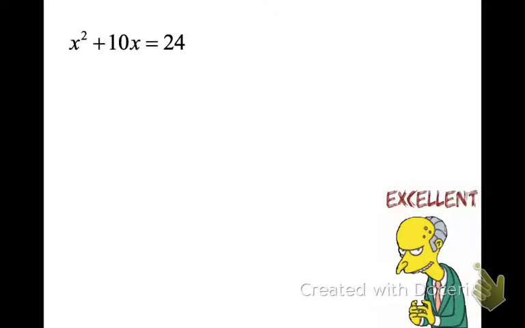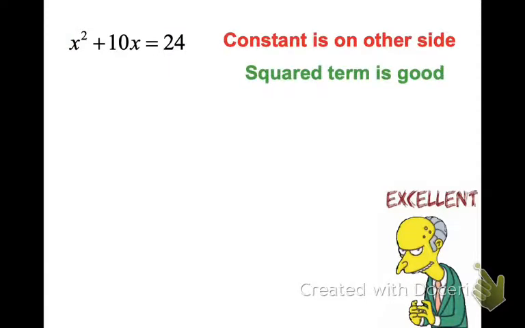All right, so I'm looking at this one, and I'm kind of happy because I can see that the coefficient in front of the x squared is a 1, just like it should be, and my constant is on the other side all by itself. All right, so now we're going to complete the square, and what we did on our first slide, we said let's take half of 10 and square it. The difference is, now that I have an equal sign, remember what I do to one side I have to do to the other side.